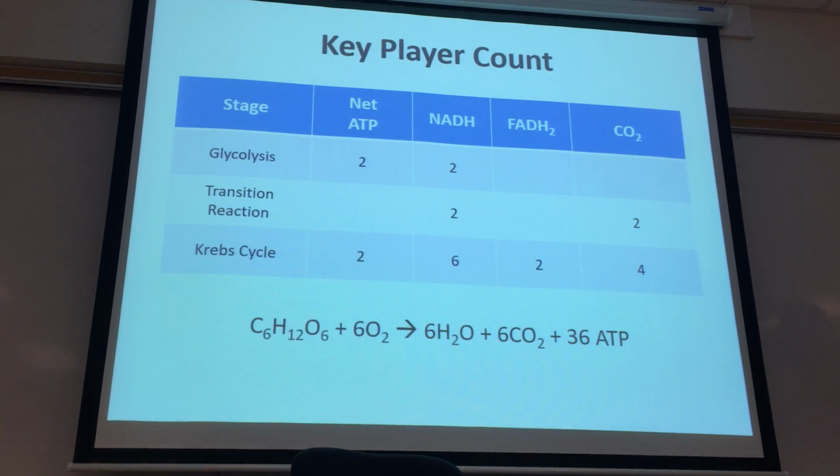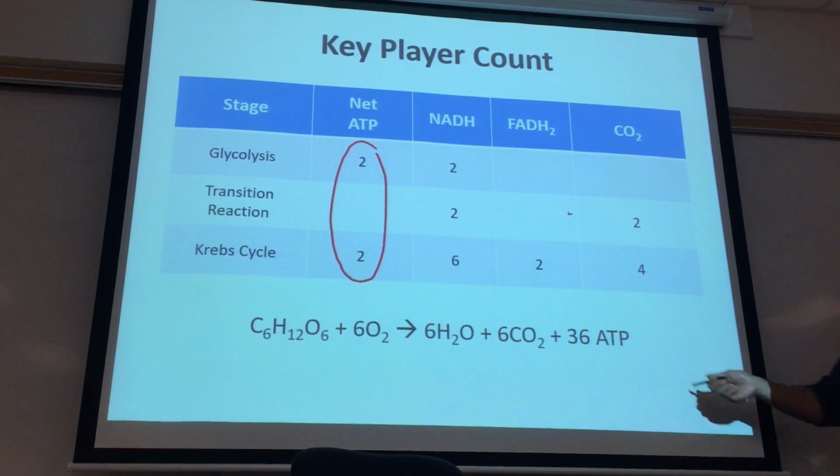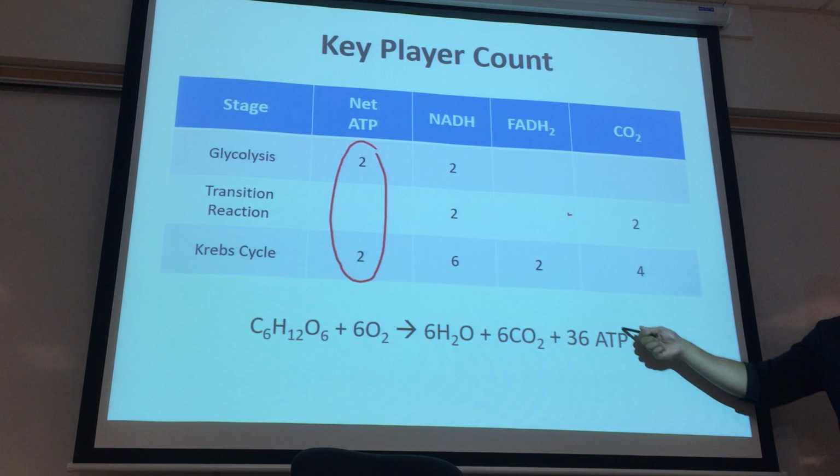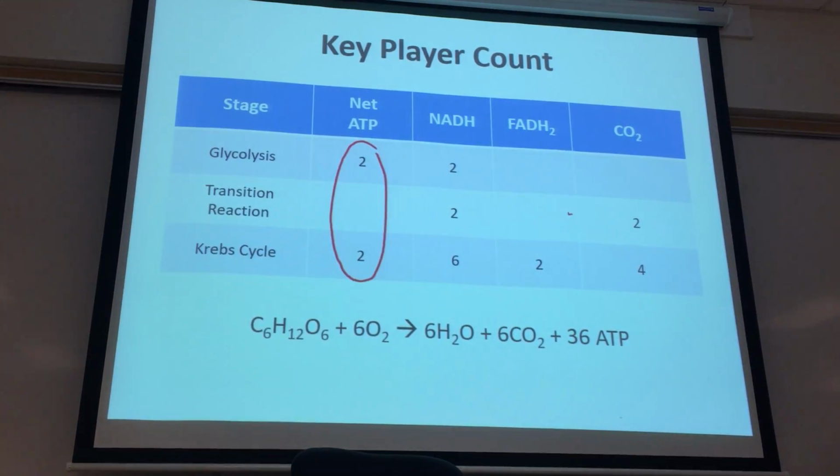So what's our net ATP right now? 2 plus 2, 4. We get 4 ATP in this process up to this point. But I thought we were making 36 ATP. We've only made 4 so far. So the question is, what happened to that? Where are those other 32 ATP coming from?